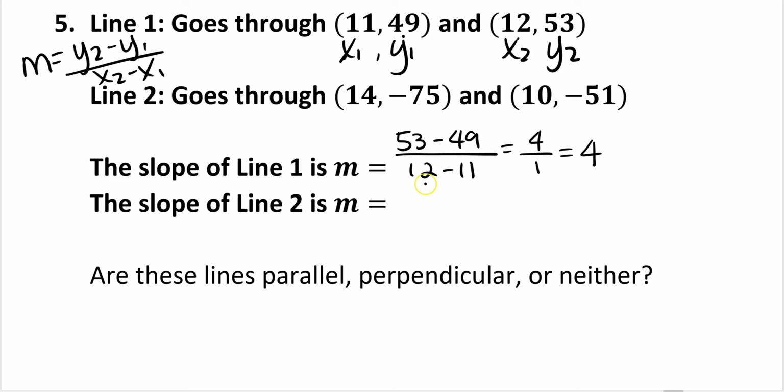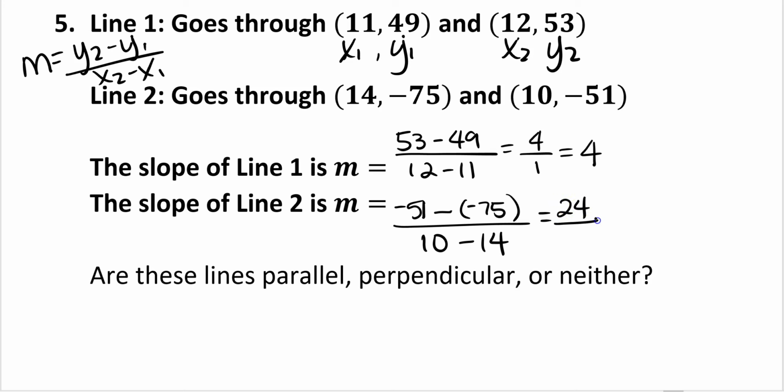So let's look at the slope of line 2. We'll say negative 51 minus negative 75 divided by 10 minus 14. So negative 51 minus negative 75 is positive 24 over 10 minus 14 is negative 4. And then 24 divided by negative 4 will give us negative 6. So we have one slope equaling 4 and the other slope equals negative 6.